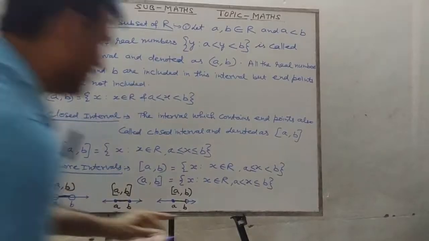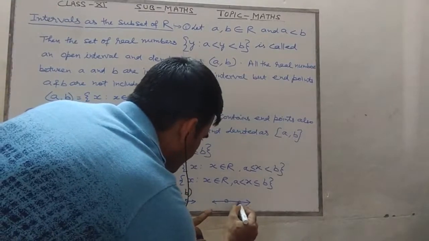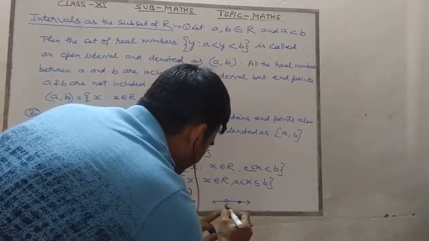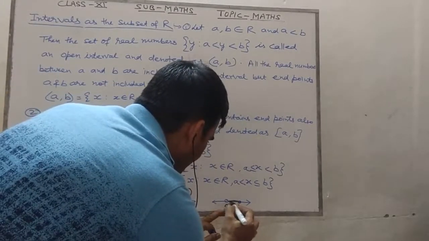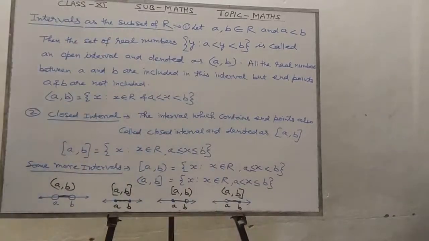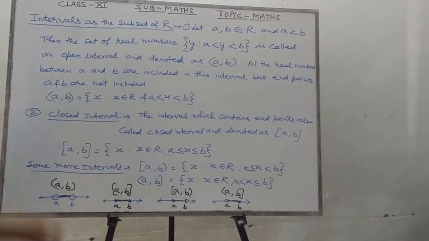Similarly, the fourth interval may also be denoted as, this is open and this is closed. It is a, it is b. All the real numbers here will be denoted by this interval. So these are the intervals as subsets of real numbers. Wherever you find an open interval or closed interval, you will always understand that it is denoting the real numbers.